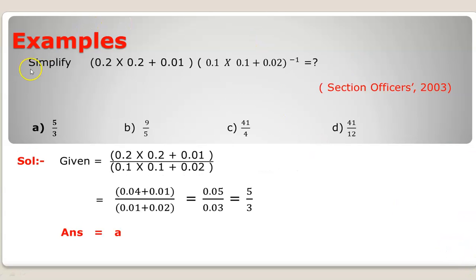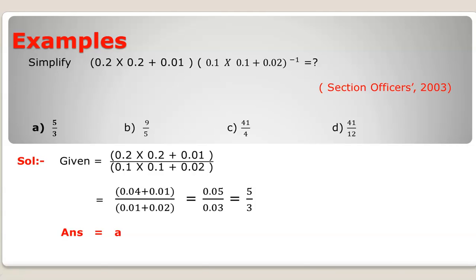In the last, simplify 0.2 into 0.2 plus 0.01, divided by 0.1 into 0.1 plus 0.02 bracket inverse, which is equal to what? Again there are four options given here. A is 5 upon 3, B is 9 upon 5, C option is 41 upon 4 and D option is 41 upon 12. Let us see the solution. So the given expression can be written with the first term 0.2 into 0.2 plus 0.01 divided by the second term, the bracket inverse.